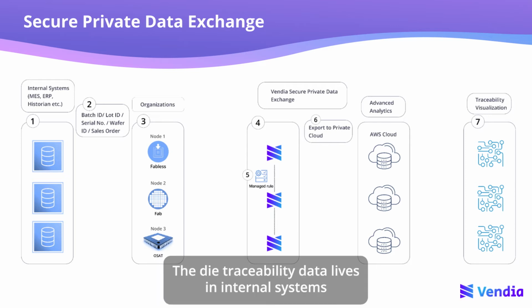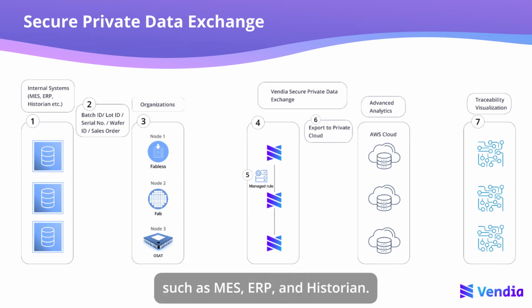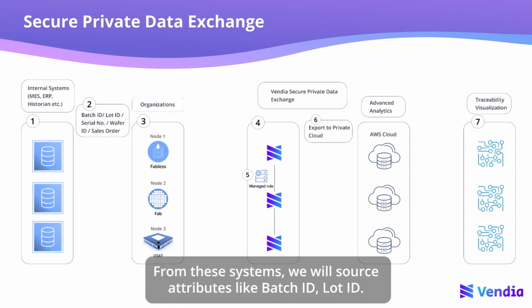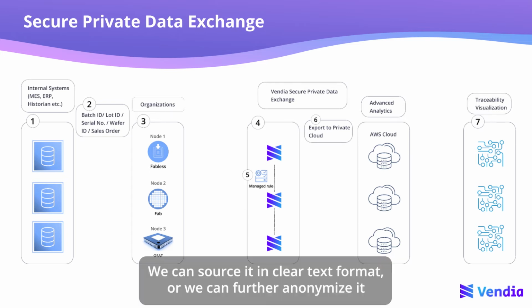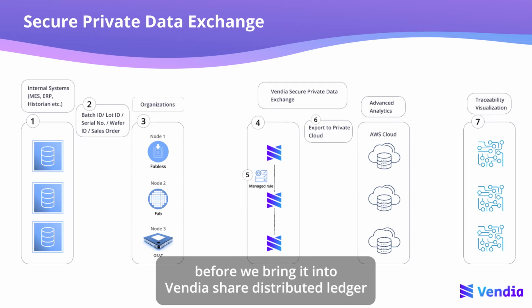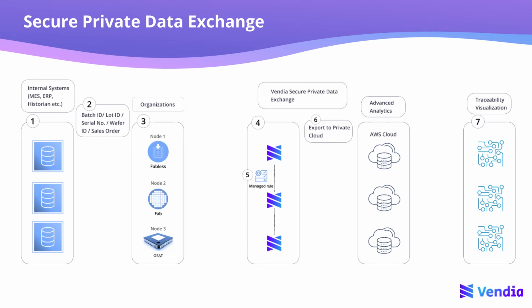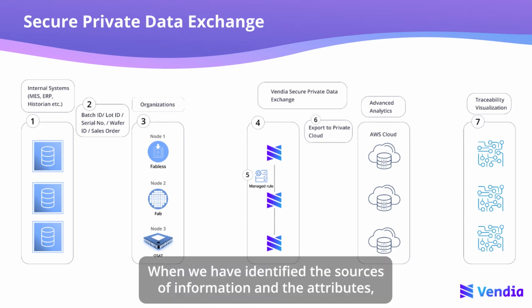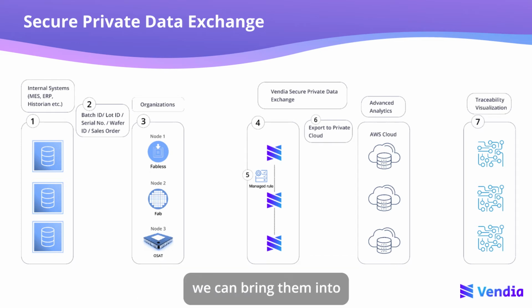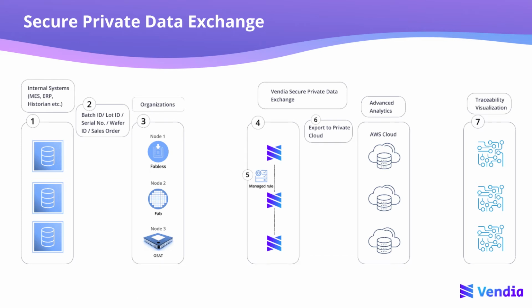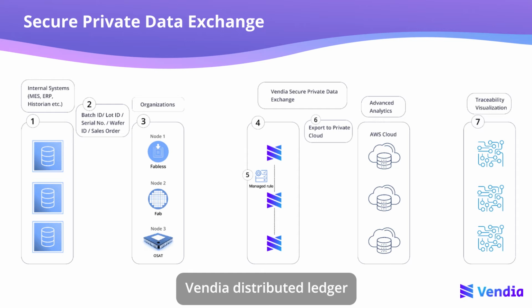The die traceability data lives in internal systems such as MES, ERP, and Historian. From these systems, we will source attributes like batch ID, lot ID. We can source it in clear text format, or we can further anonymize it before we bring it into Vendia Share distributed ledger. When we have identified the sources of information and the attributes, we can bring them into Vendia distributed ledger to start data sharing with control.